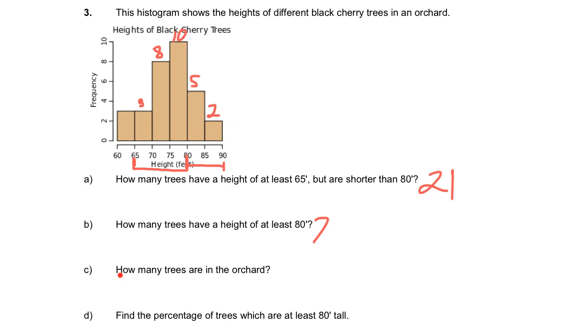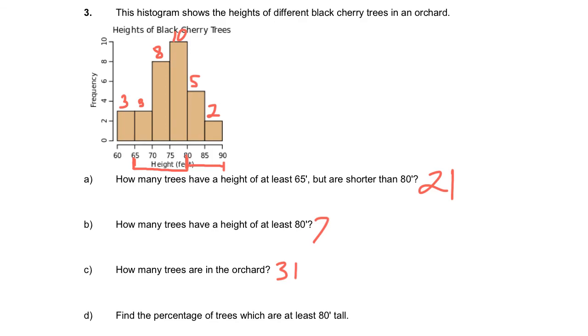Okay, how many trees are in the orchard? Well, I would just have to add up all the trees. If I have another 3 over here, I just have to add up 3 plus 3 plus 8 plus 10 plus 5 plus 2. So there's 31 trees in the orchard.